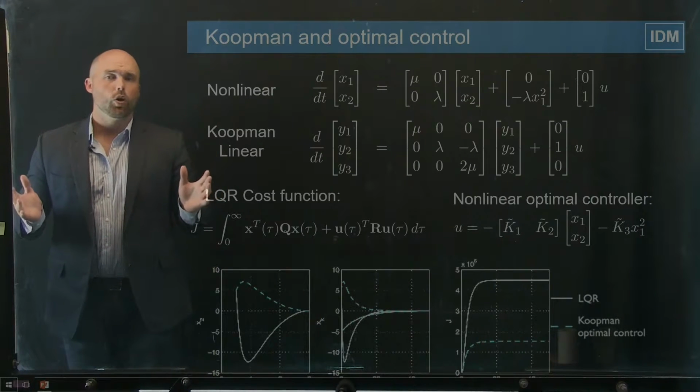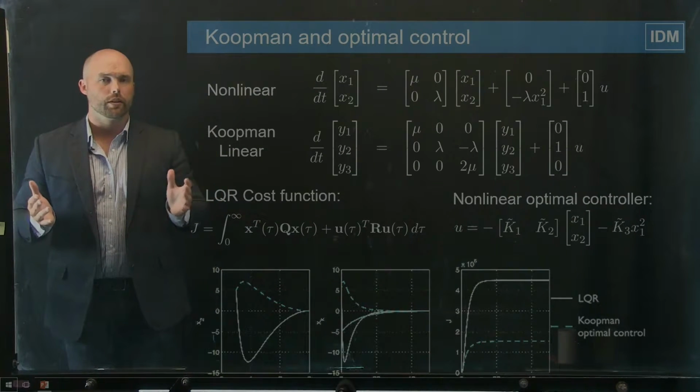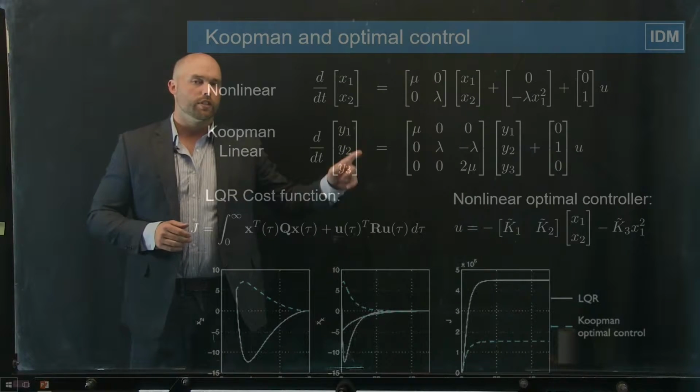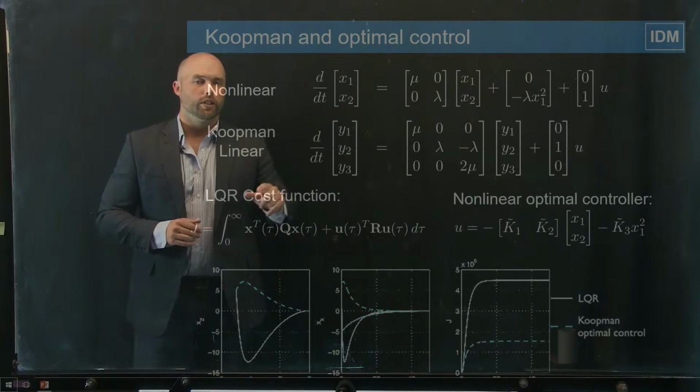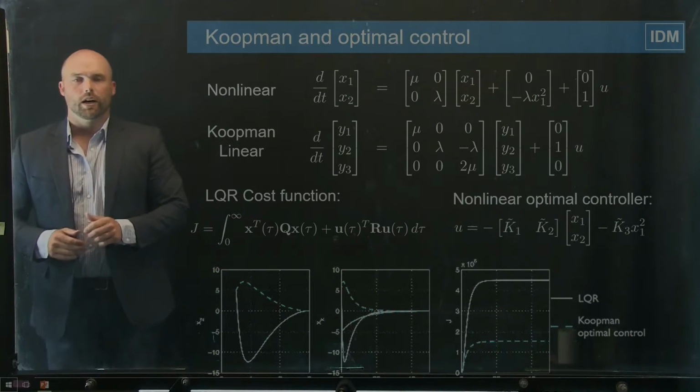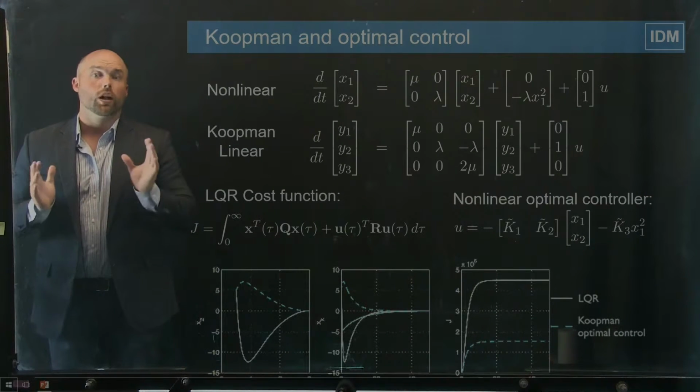So this is kind of the hope behind a lot of the Koopman operator theory, is that by finding some representation where it's effectively linear, we can apply some of our traditional control strategies and design optimal controllers for a nonlinear system.